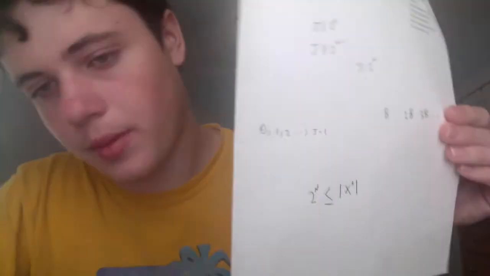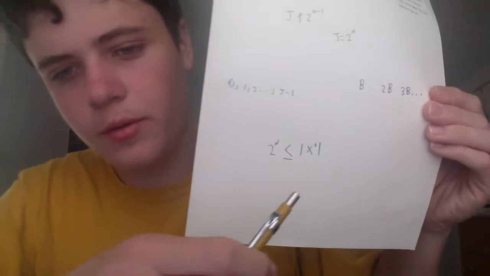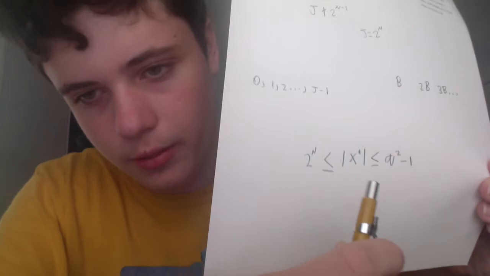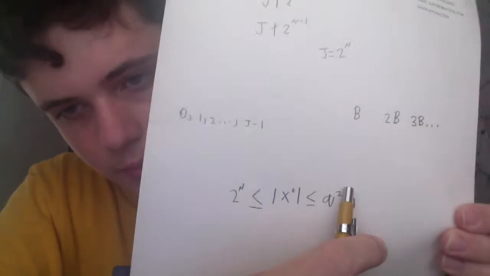So I have this. Now, if you remember, we talked about how the order of x star is at most q squared minus 1, right? Yeah, I think we talked about that. Let me just double check I'm not making mistakes. Yeah, okay. So notice this is smaller or equal to this. This is definitely smaller than q squared, right? I mean, that's just trivial math, okay.